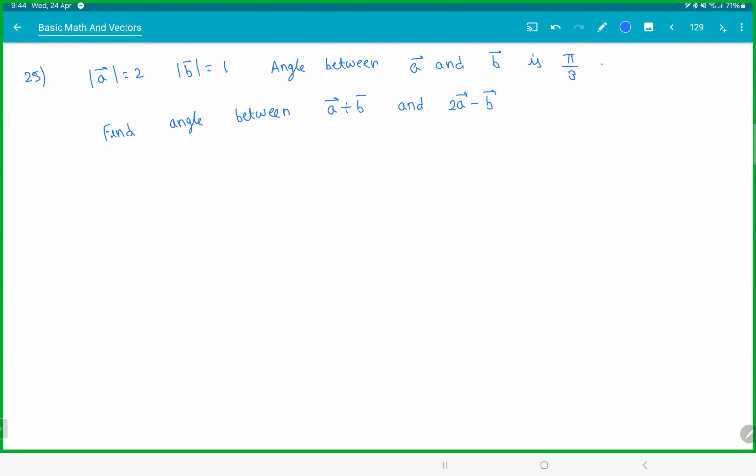Now, I don't know how a bar and b bar are. The only thing I know are their magnitudes and the angle between them. If you add a plus b, you'll get a new vector. If you take 2a minus b, you'll get a new vector. Let's call them c bar and d bar. So I want the angle between c bar and d bar.